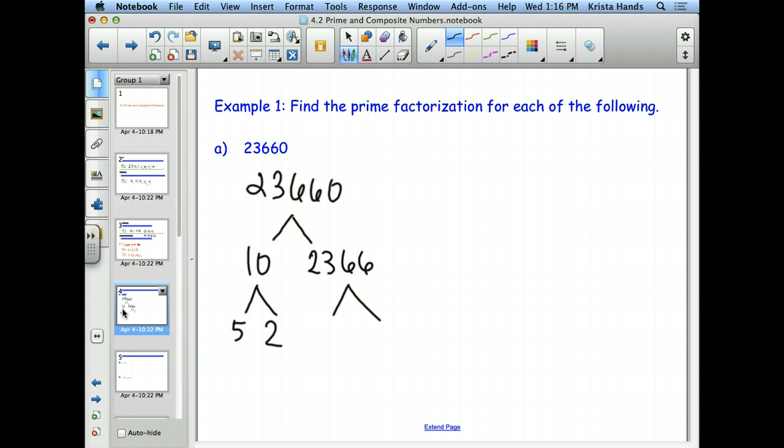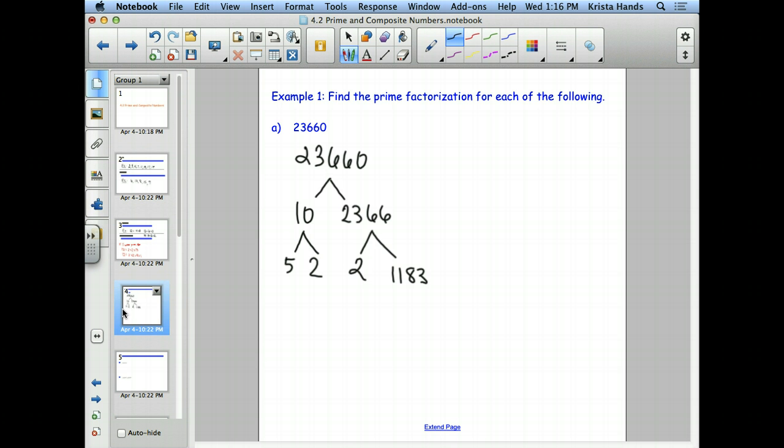So what's the number that will divide 2,366? 2. Okay. So what is 2,366 divided by 2? 1,183. Okay. 2 is prime, so I don't need to continue that branch. 1,183, what about that one? Is that prime? Well, it's not even, right? So it doesn't divide by 2. Does it divide by 3?